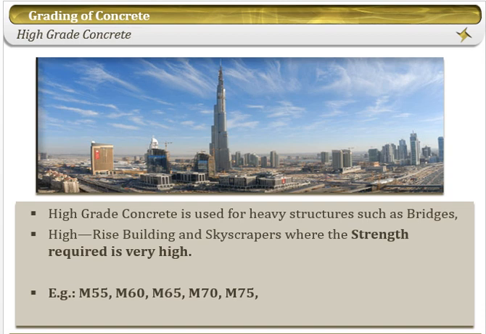For example, some concrete grades for high strength concrete are M55, M60, M65, M70, M75. Here also there are some ultra high strength grade concretes that we use, with more than 100 Newton per mm square strength.